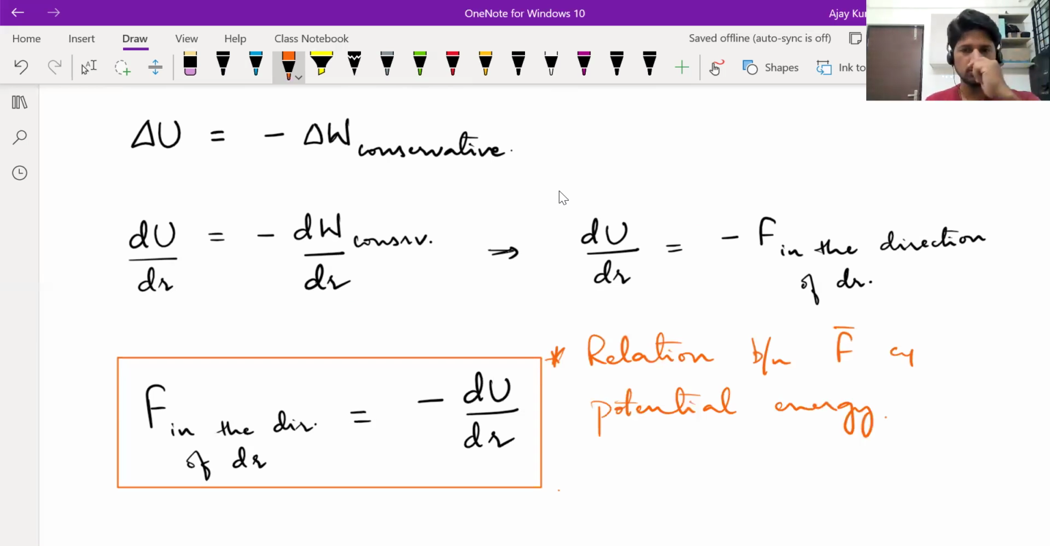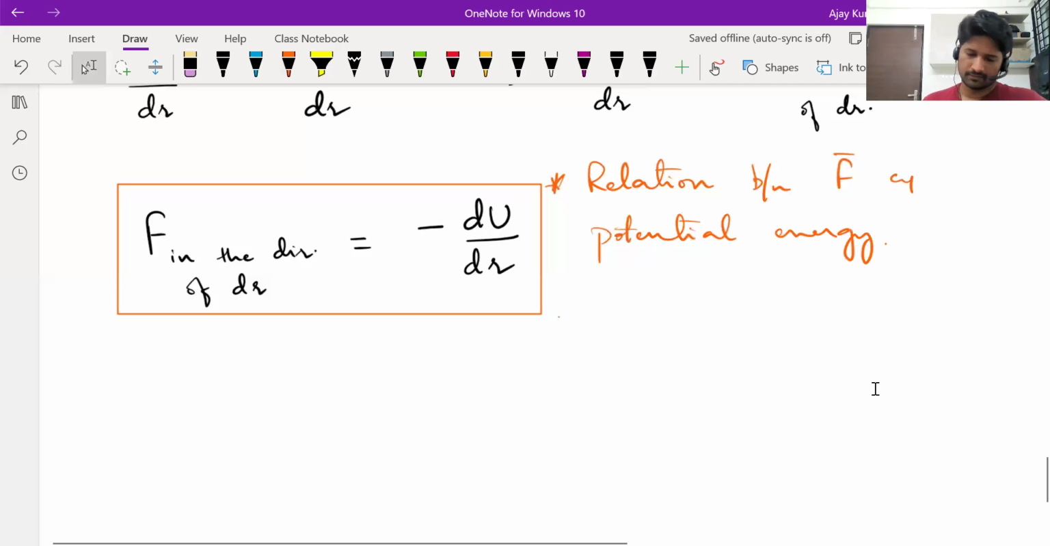But remember, this equation has its own limitations. By differentiating potential energy and adding a negative sign, you can only get how much force is acting parallel to the displacement. You can't get the overall force on the system or the particle. Okay. Now, mathematically, this equation is written in a different way. Now see, you are differentiating U, that is potential energy, with respect to r. r is nothing but position. dr is a small displacement. No, it will have a fixed direction, right?